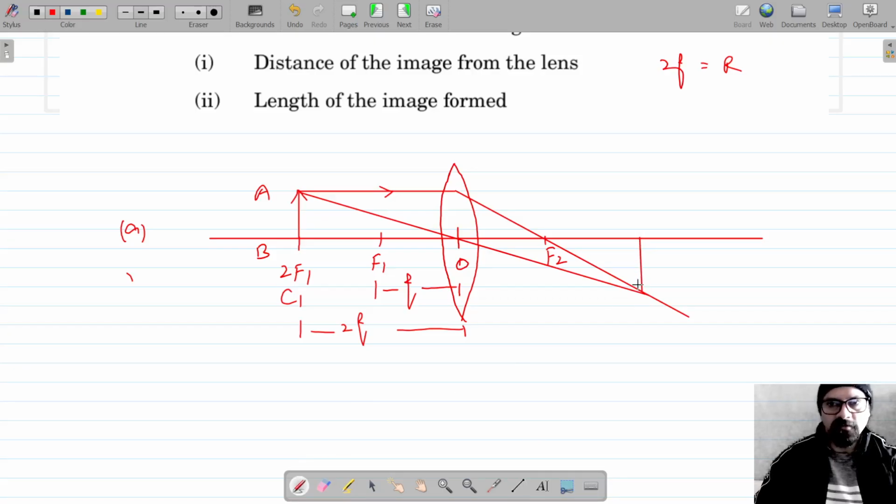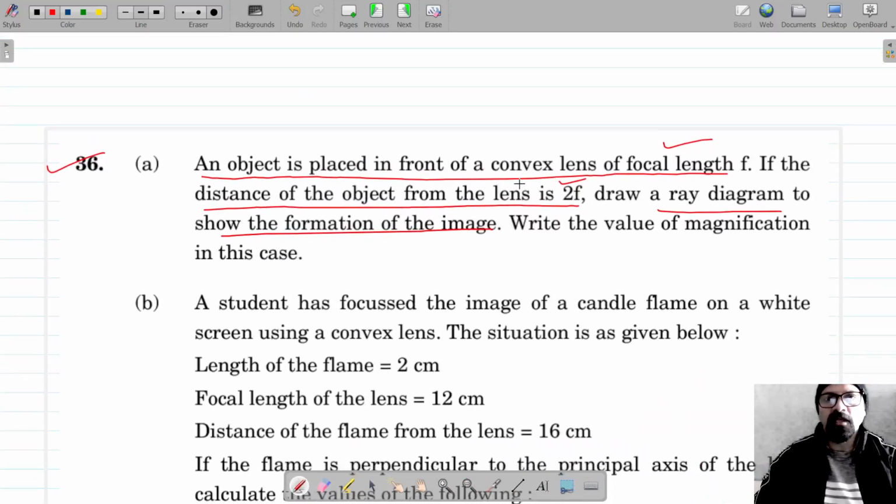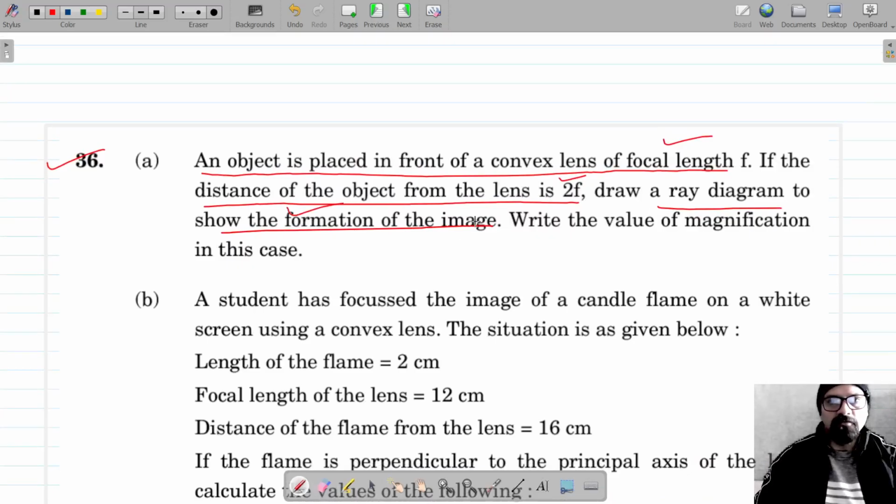Okay, and in this case, I'm going to put the arrow downwards. That means that the image is inverted, and it's denoted by A dash B dash. And this is exactly where the second center of curvature is. So this is where the image is formed. This is the inverted image. Okay, this is a ray diagram, but make sure you give the direction for the rays, else marks will be deducted. So we have drawn the ray diagram for the formation of the image.